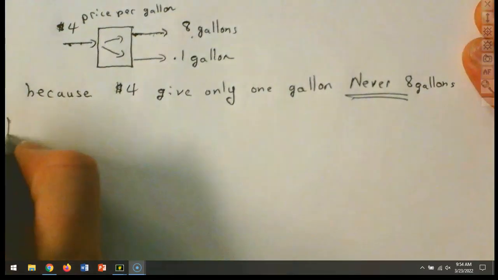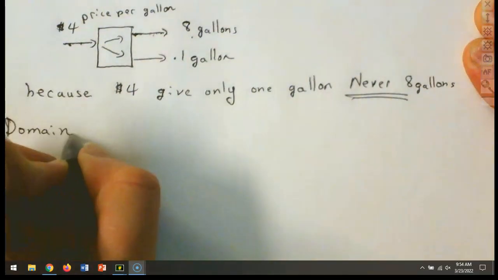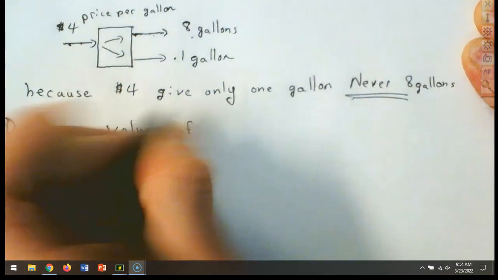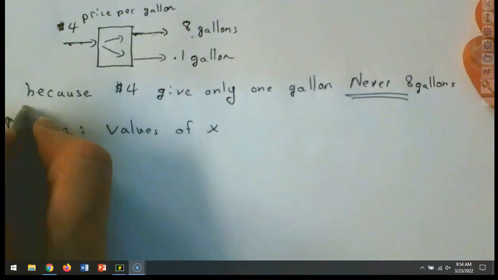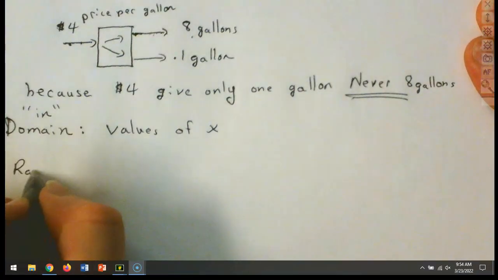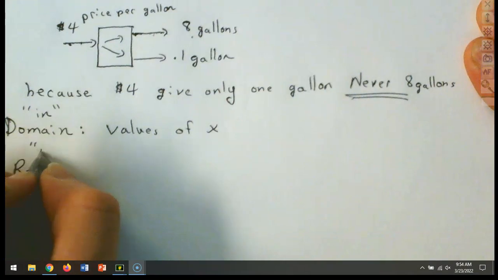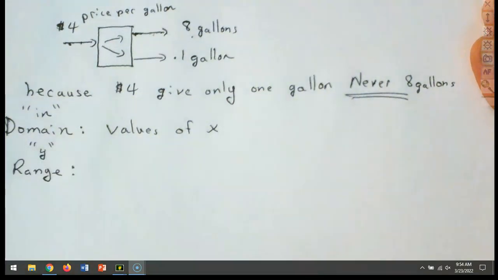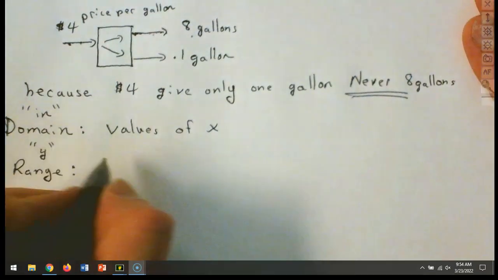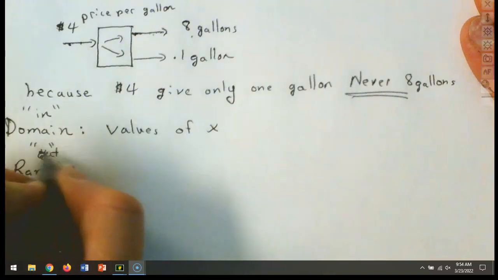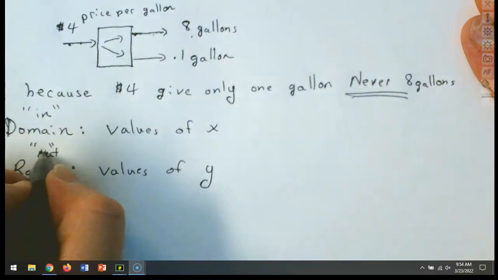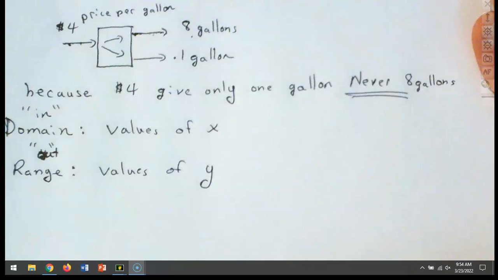The domain is what you put in, and the domain is going to be the values of X. That's your input. That's what you put in. And the range is going to be the values of Y. Sometimes it's called the target as well. Our textbook calls it the range. So the range is what you get out, and it's going to be the values of Y.